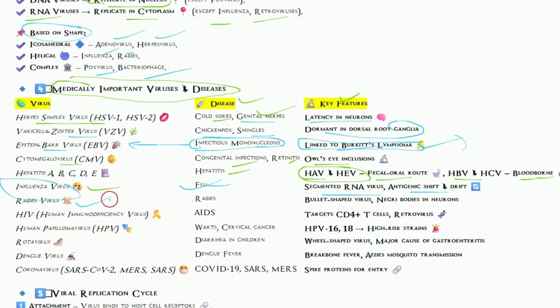Then we have rabies virus. It is due to a dog bite, as you know, and the disease caused is rabies. Very, very important. The virus structure is bullet shaped, right? So this is very important. And we see the Negri body in the neuron, a very, very important point. Meaning if I say that out of 100, 100 points should go to this point. Negri body is seen in the neuron in case of rabies.